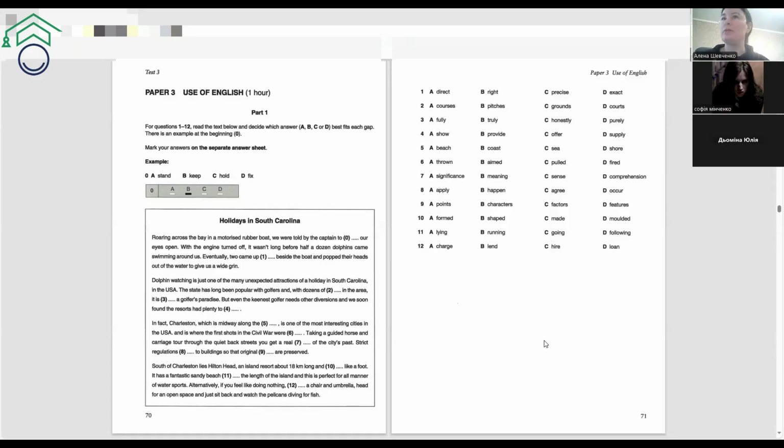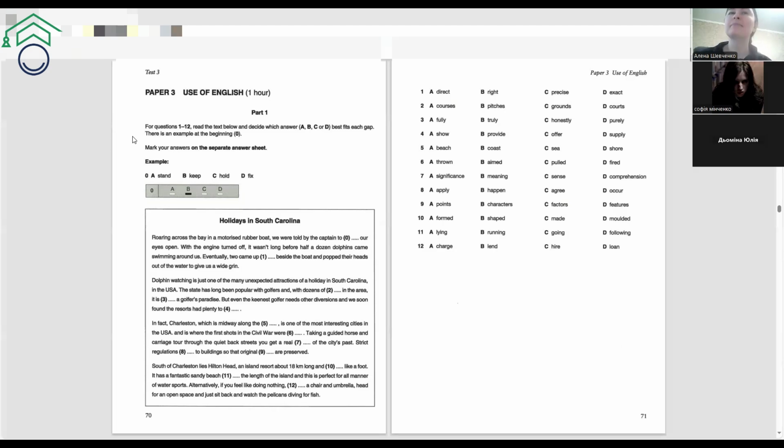So again, as usual, it is really very important to get acquainted with the task itself first, and then move on to doing the task. So again, Sophia, I will ask you to read the task. Here it is.